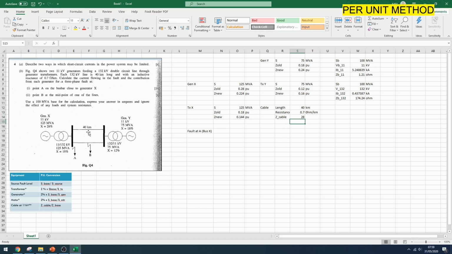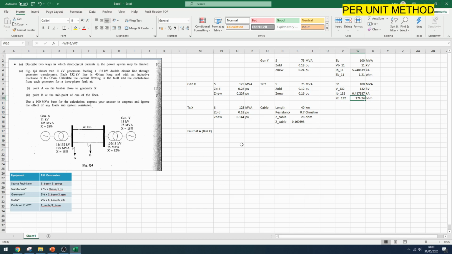Since we are using 132 kV, the cable is at 132, so we use the Z base for 132 kV. So Z cable would be, this one is 28 ohm, equals to 28 divided by the Z base, which is 174.24 ohm. We are selecting the one at 132 kV because this cable is supplying the voltage at 132 kV.